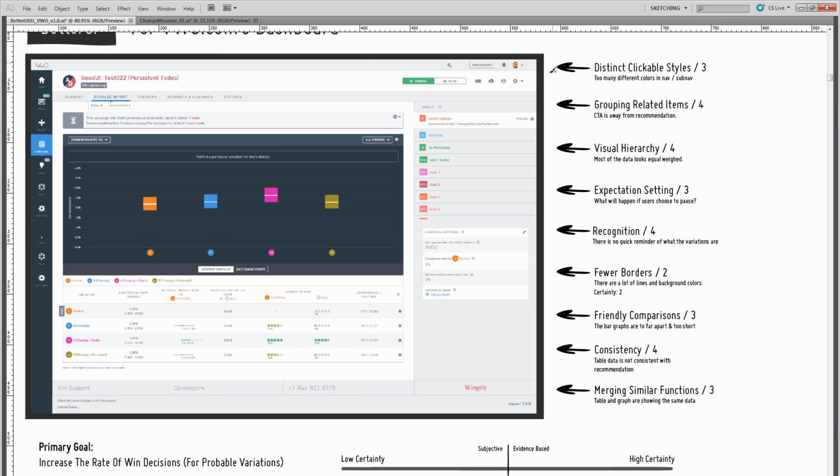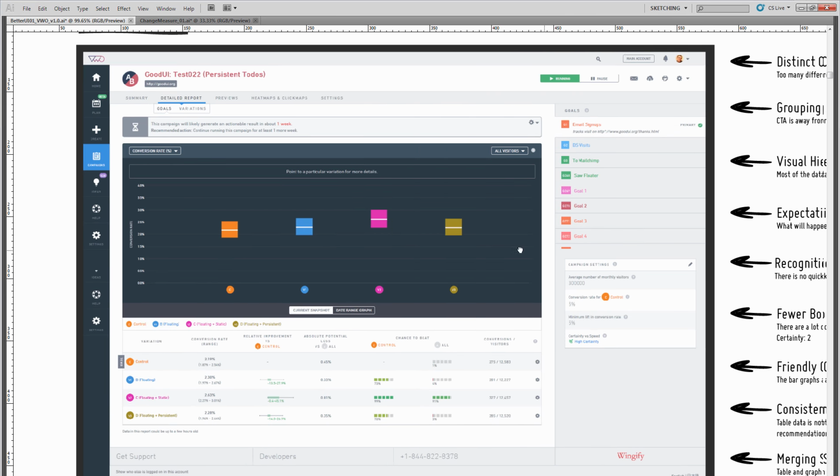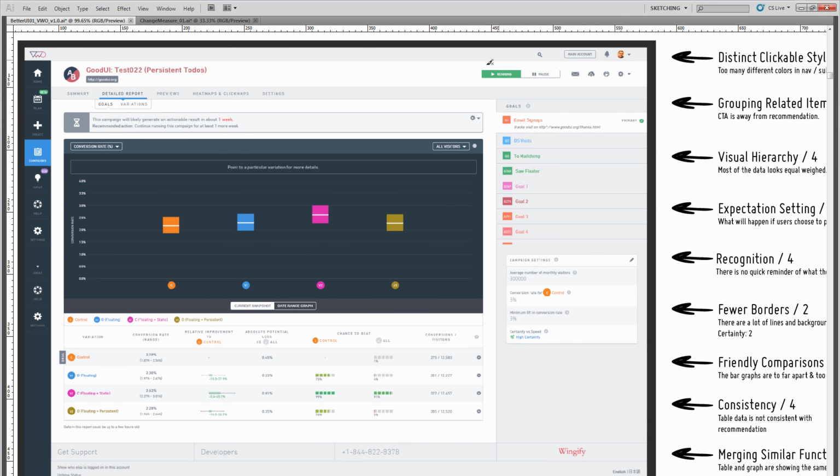Okay, so I'll start off one by one. Distinct clickable styles. So when I look at the screen on this dashboard, I see a lot of different colors, a lot of different styles representing where a particular person is in various given states. There's blues, which indicate selected styles. Green here is used for suggesting that the test is running. This light white background is used to denote that this particular goal is selected.